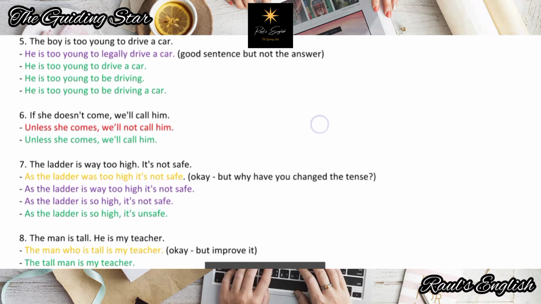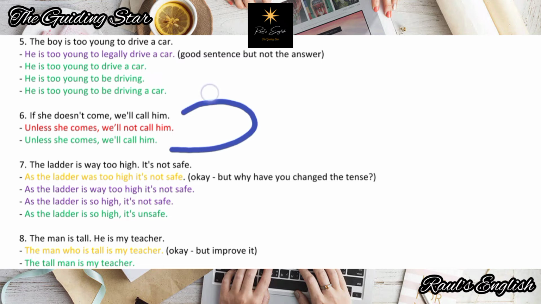Number six. If she doesn't come, we'll call him. Kindly note that if she does not come, then we will call him. Unless she comes, we will not call him is not correct, because then you have changed the meaning completely. It means the exact opposite now. Unless she comes, we'll call him.